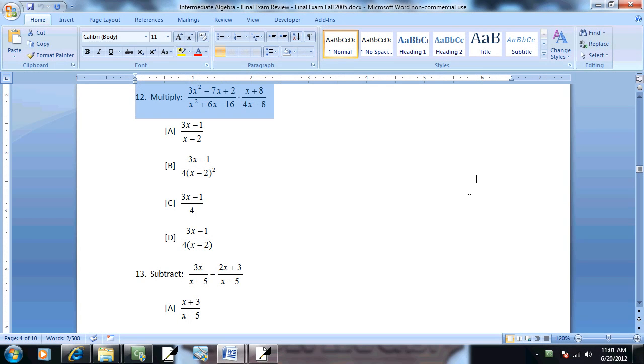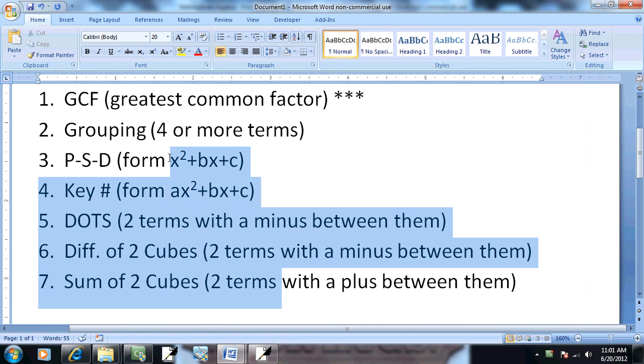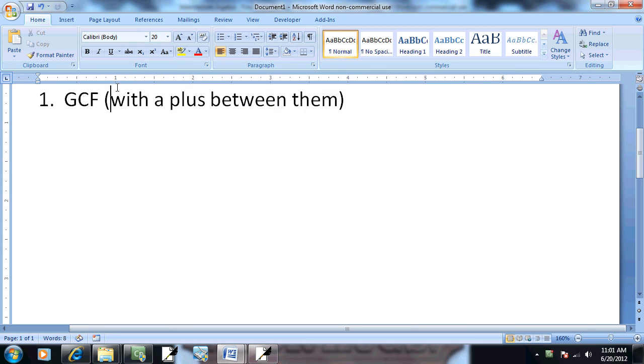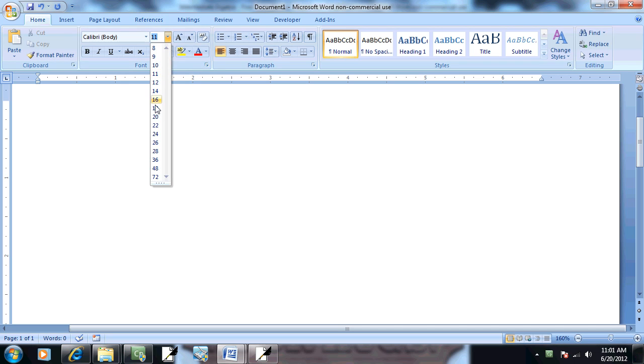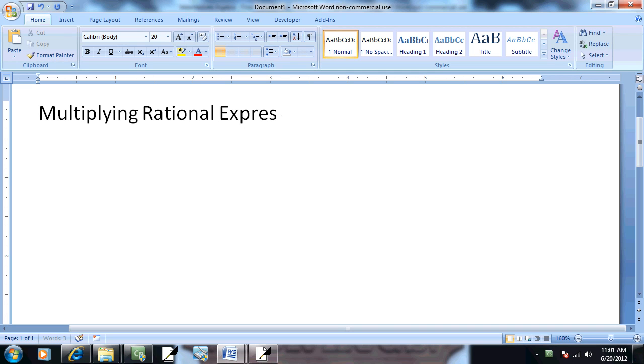Let's take a look at problem number 12. Here we're going to multiply rational expressions. So let's refresh our memory on the steps on that. Okay, multiplying rational expressions.